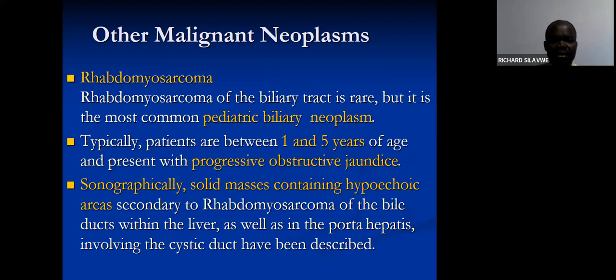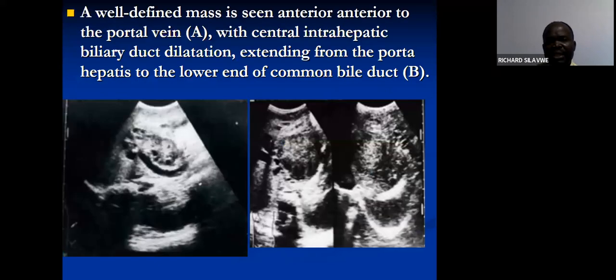Okay. So other malignant neoplasms, we have rhabdomyosarcoma. Sonographically, these are solid masses containing hypoechoic areas, secondary to rhabdomyosarcoma of the bile duct within the liver, as well as in the porta hepatis involving the cystic duct, which have been described already. So these are just images showing us the masses that we are describing.